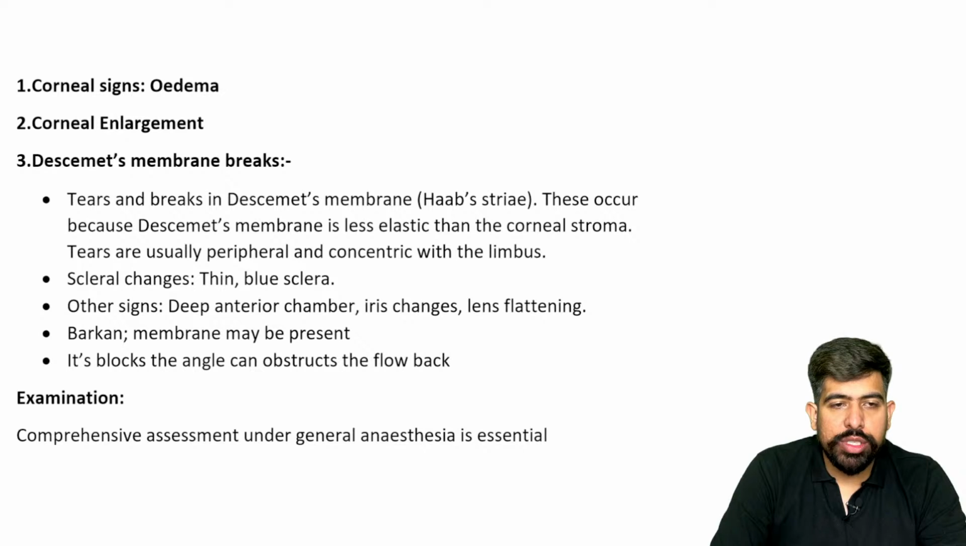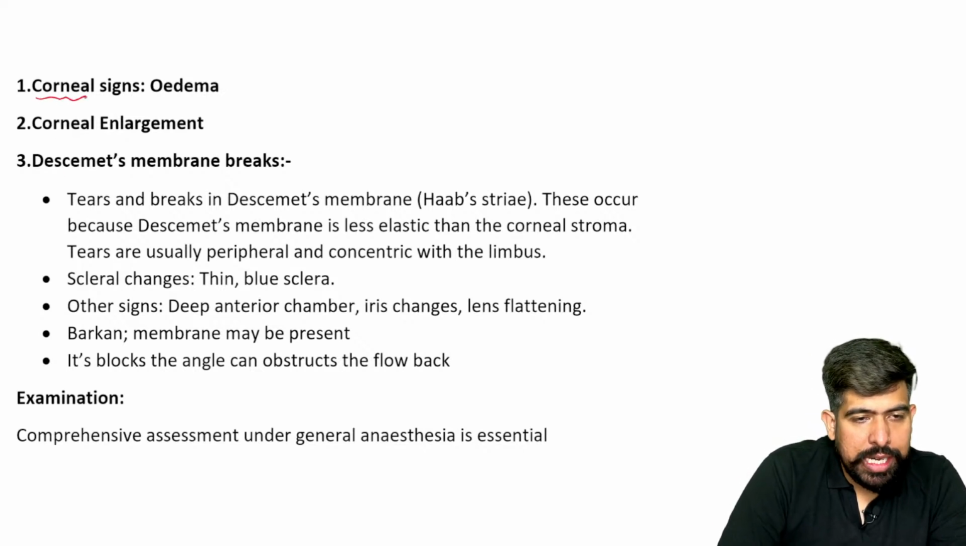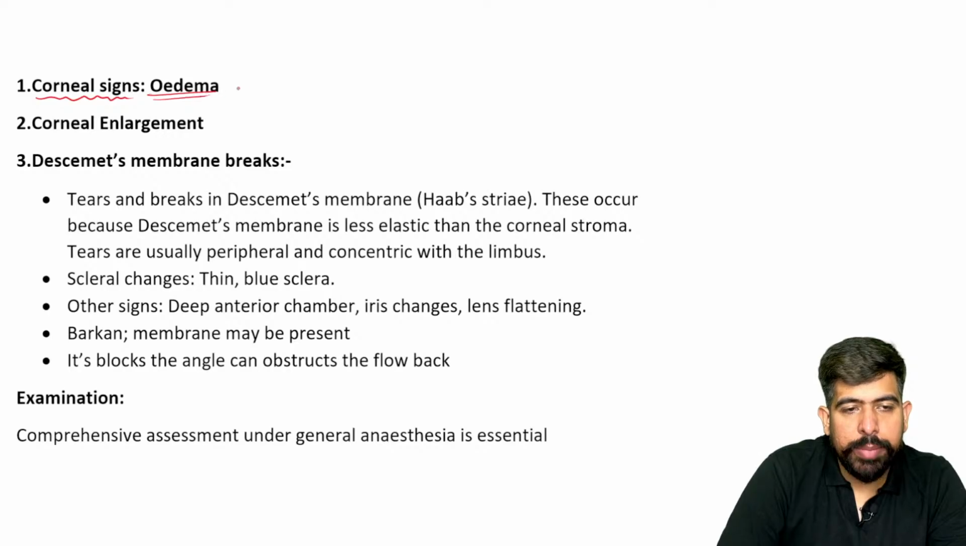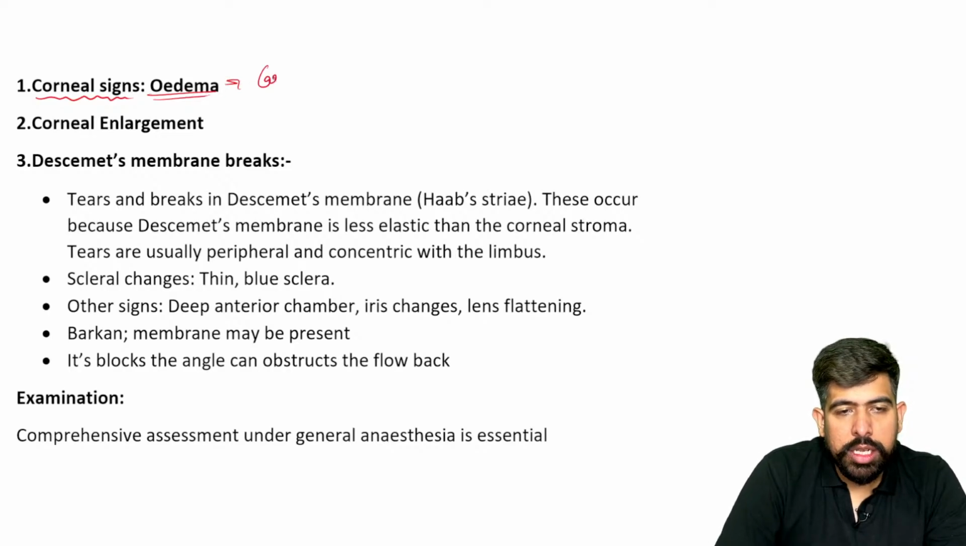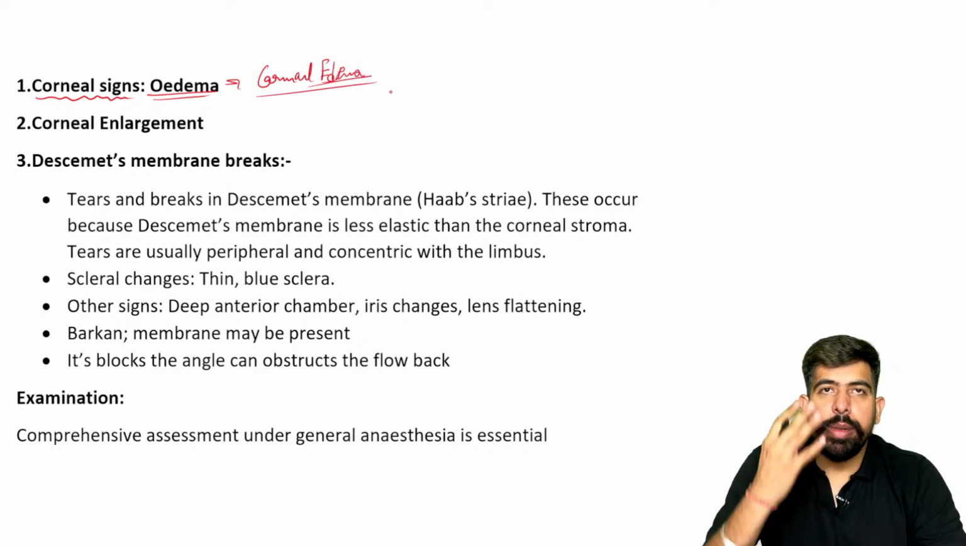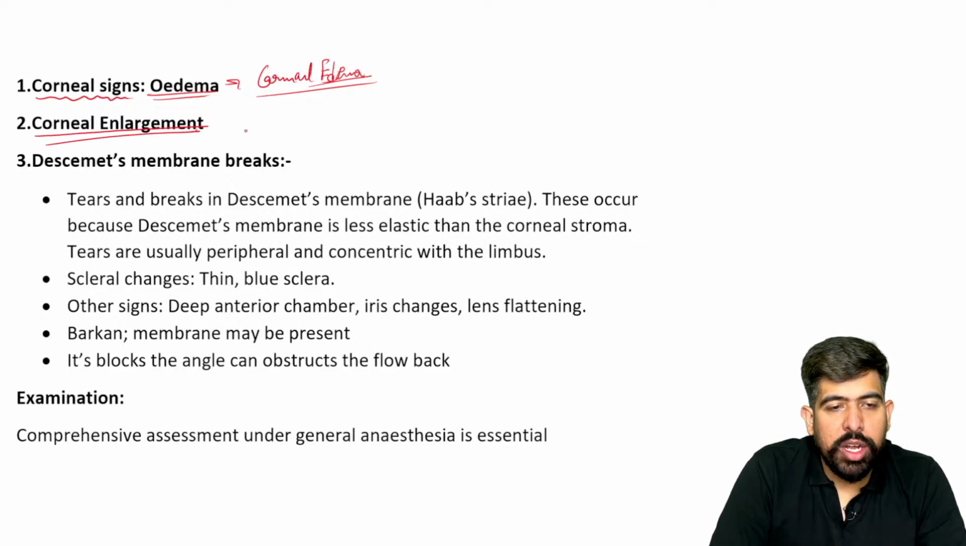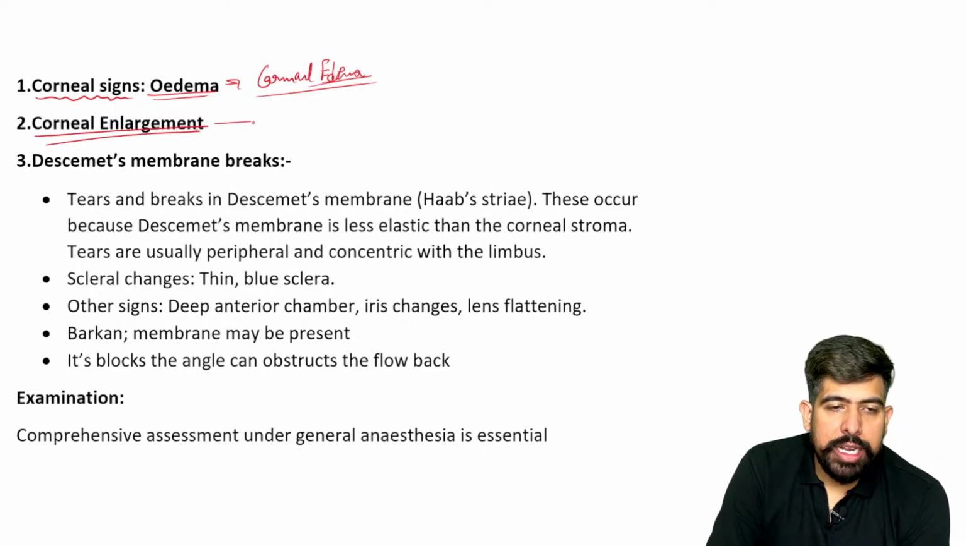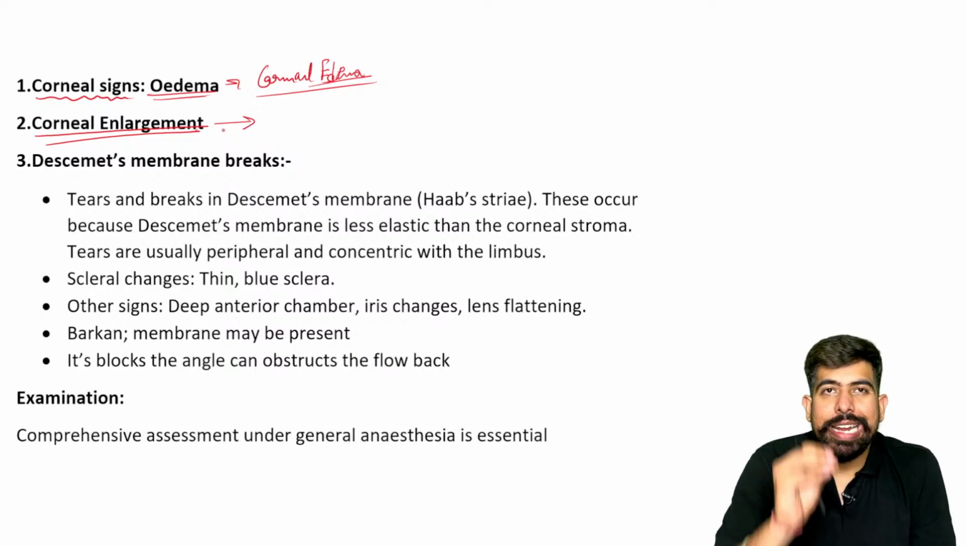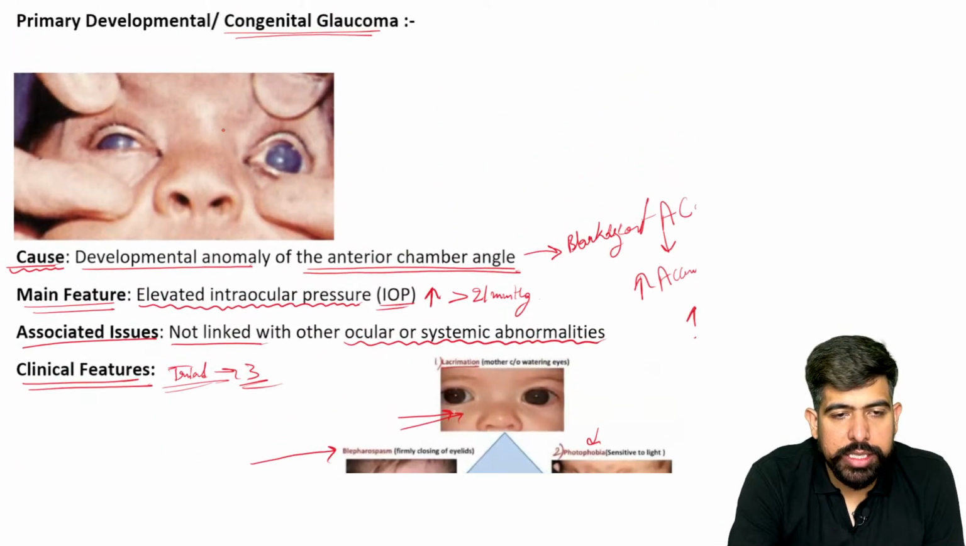Then we have to see the corneal signs. In the corneal signs, there is corneal edema. The cornea becomes edematous, and due to this corneal edema, there is an enlargement of the cornea.